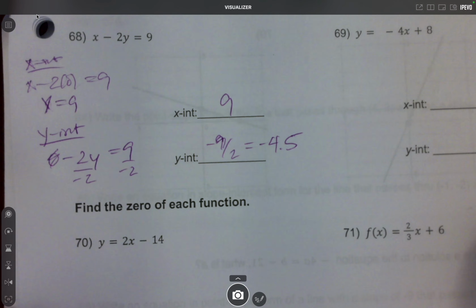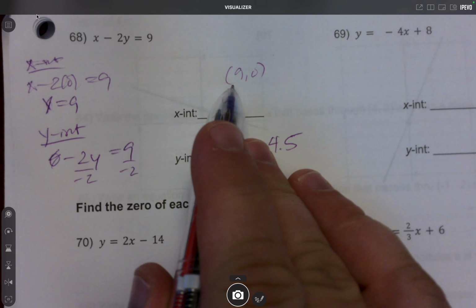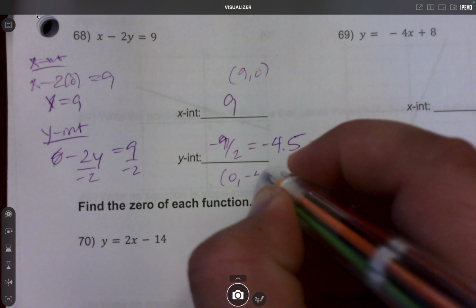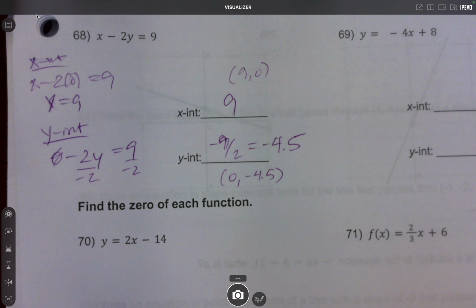But just so you're clear when you're graphing, this means we have the ordered pair 9, 0, because we found x was 9 when we plugged in 0 for y. And this would be the point 0, negative 4.5, because when we plugged in 0 for x, the result was negative 4.5.